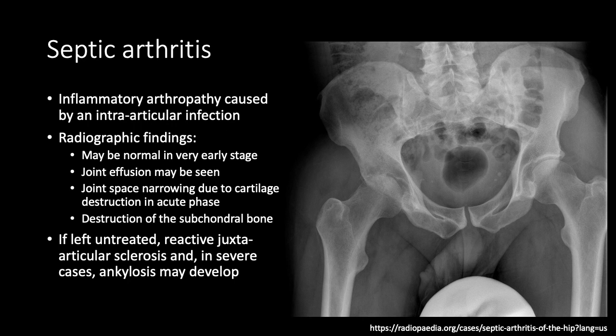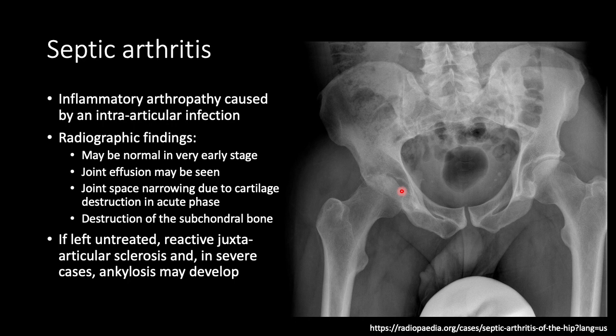In the pelvic radiograph shown here, there is complete loss of the right superior femoral acetabular joint space. There is mild destruction of the superior aspect of the femoral head and the adjacent acetabulum, and medially we see there is joint space widening.